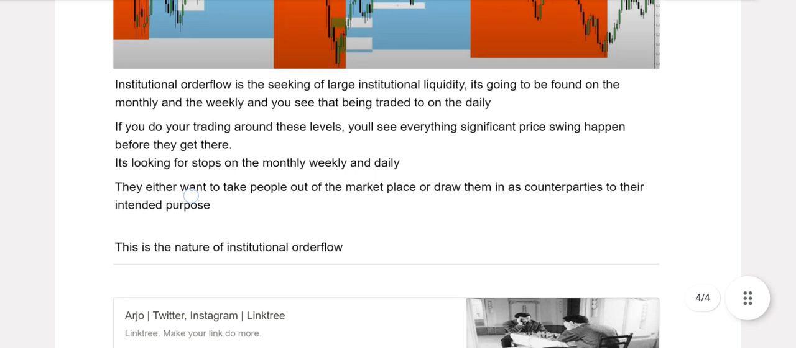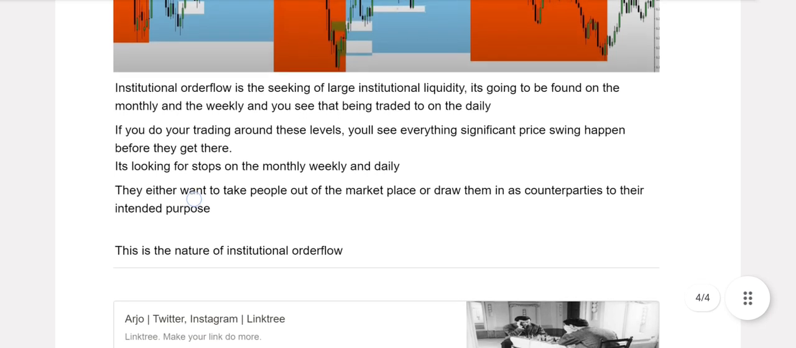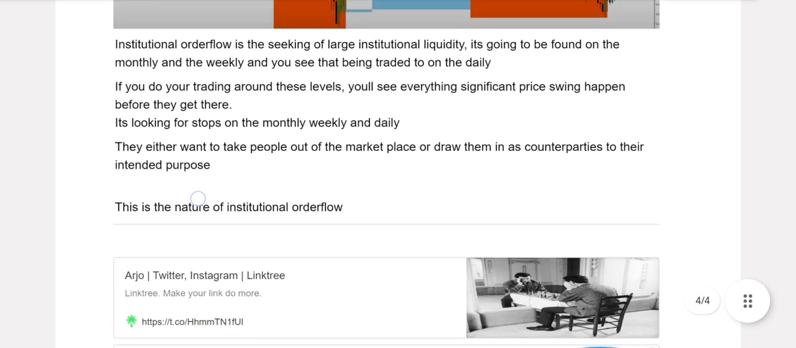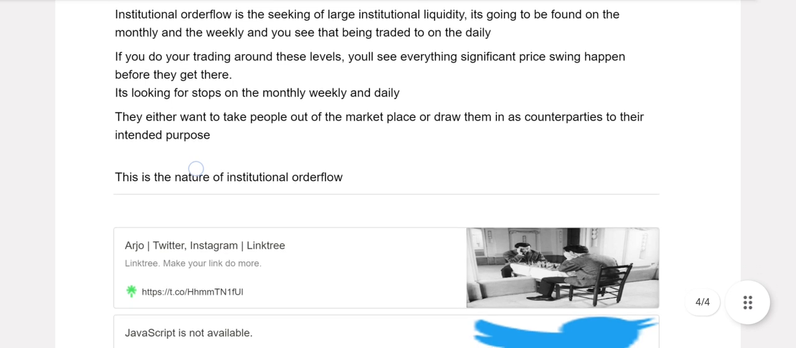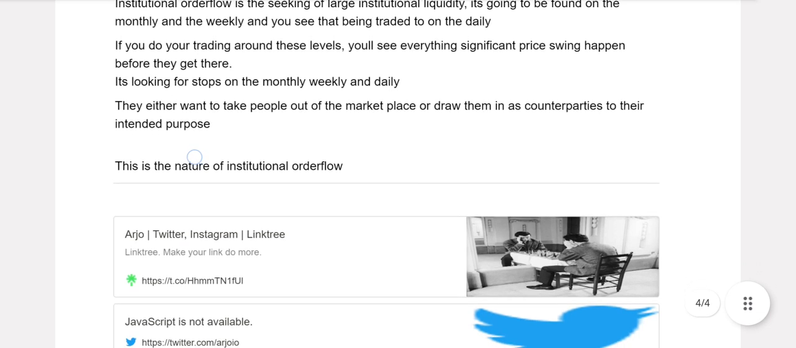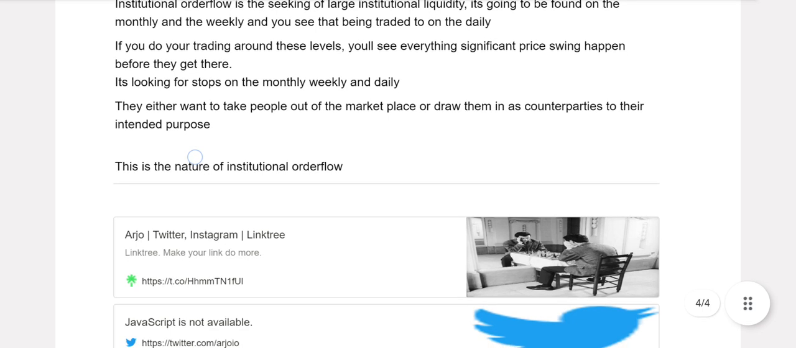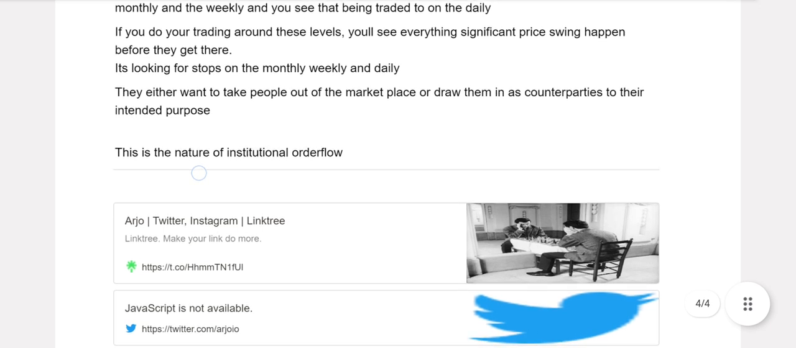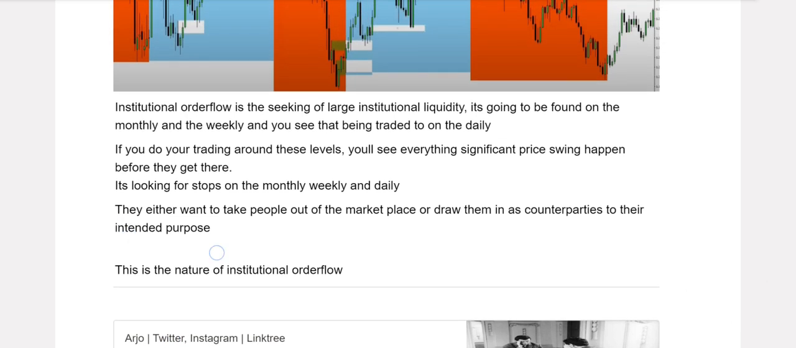If you do your trading around these levels, you see every significant price swing happen before they get there. It's looking for stops at the monthly, weekly, and daily. They either want to take people out of the marketplace or draw them in as counterparties to their intended purpose. And this is the nature of institutional order flow.